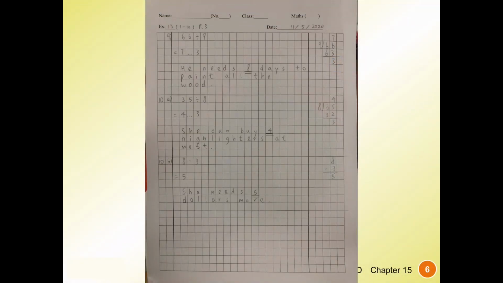Question number 9. There are 66 pieces of wood. A worker can paint 9 pieces of wood each day. How many days does he need to paint all the wood? So 66 divided by 9, we have a 7 and a remainder of 3. But then we are asked for the number of days that he needs to paint all the wood. So we need to actually add 1 to our answer 7.